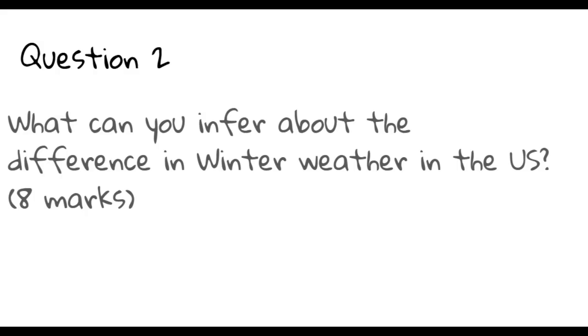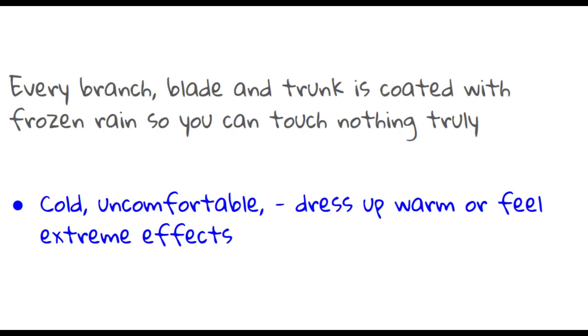OK, sir. So let's practice then with our example text. I'm going to read the quote and then let's come up with some interesting inferences that a student might make. So the question is, what can you infer about the differences between the effects of winter weather in the US? So I'm just going to pick out a quote here. Don't worry if you haven't read the extract. Every branch, blade and trunk is coated with frozen rain so that you can touch nothing truly.